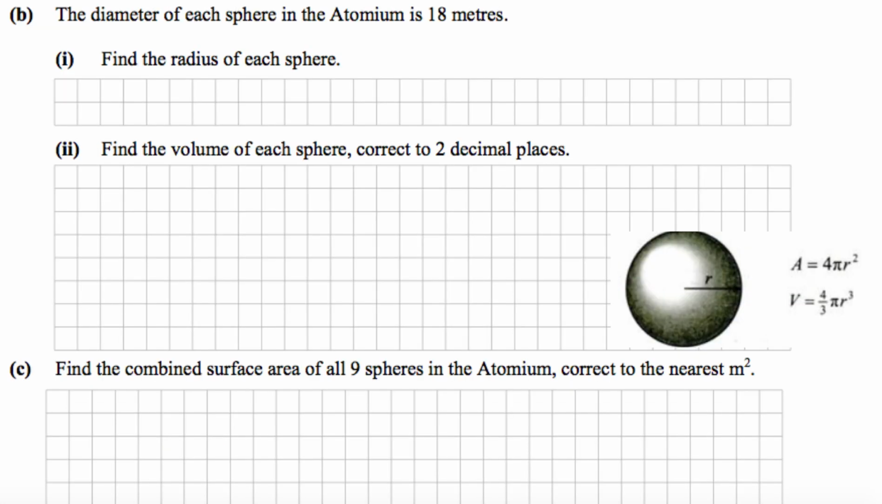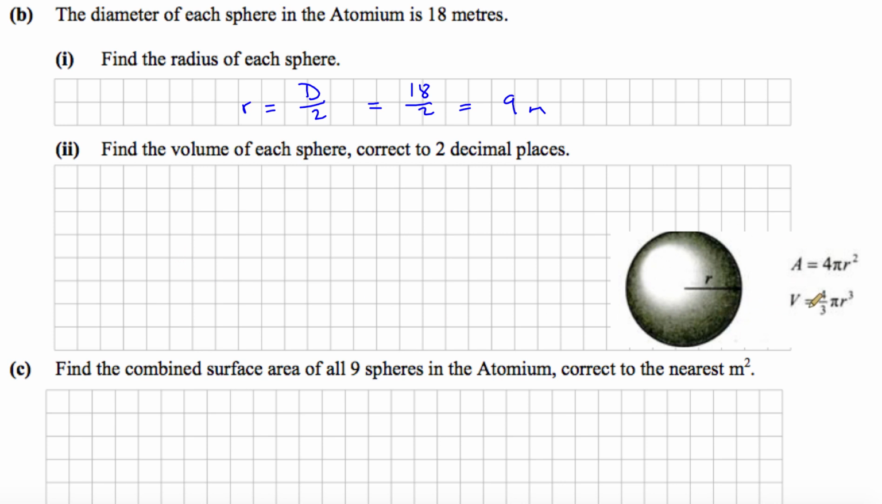Okay, part B says the diameter of each sphere in the Atomium is 18 meters. Find the radius of each sphere. Well, the radius is the diameter divided by 2. So that's 18 divided by 2, which is 9 meters. So that's the radius. B part 2 says find the volume of each sphere, correct to 2 decimal places.